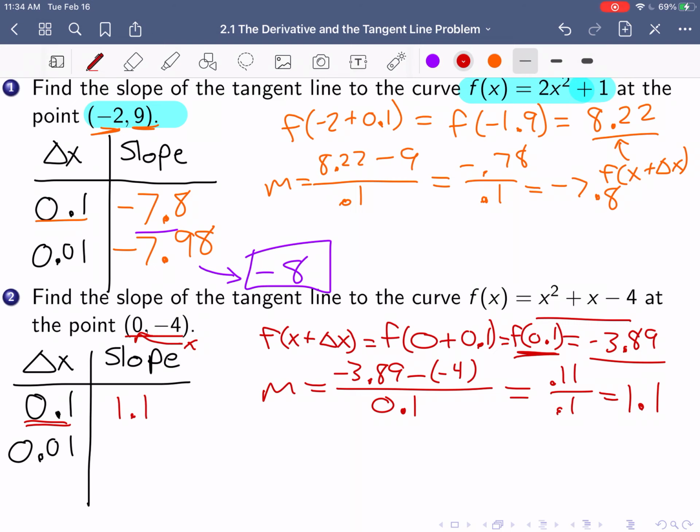That's our slope if we are 0.1 unit above 0, the slope between those two points, 0 comma negative 4 and 0.1 comma negative 3.89. If we let delta x get closer to 0, let's say it's 0.01, then our slope is 1.01, and it looks like those slopes are getting closer and closer to 1.